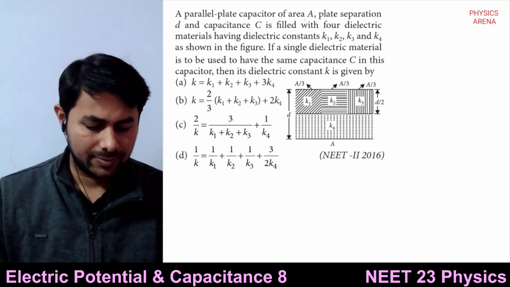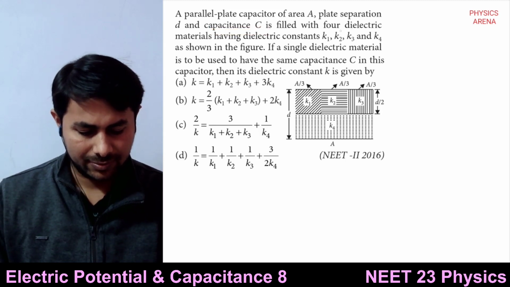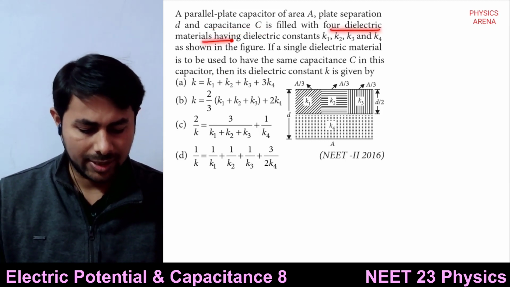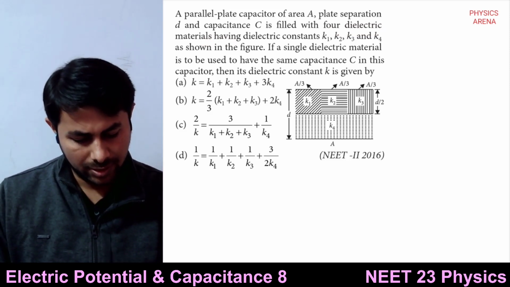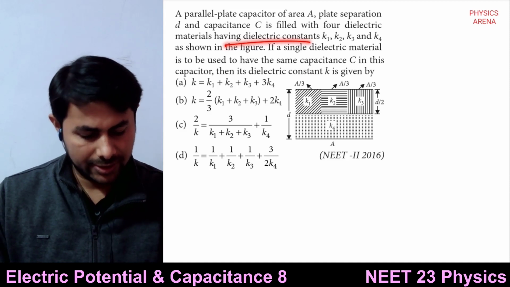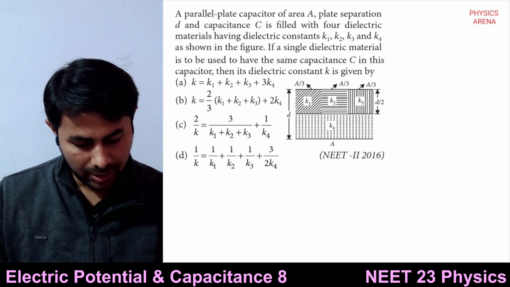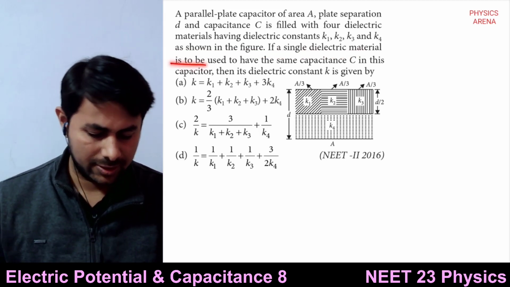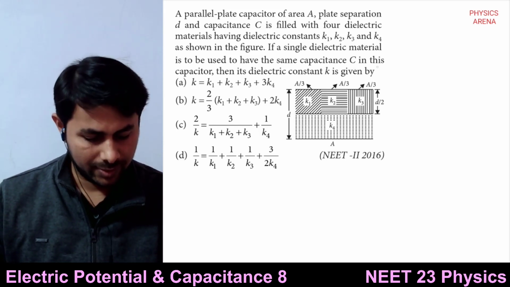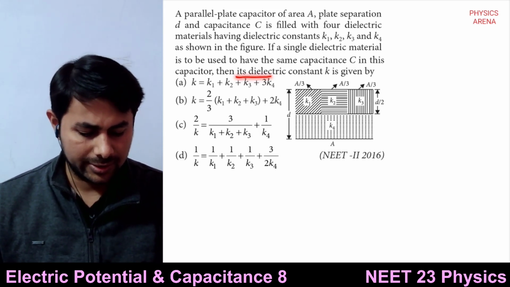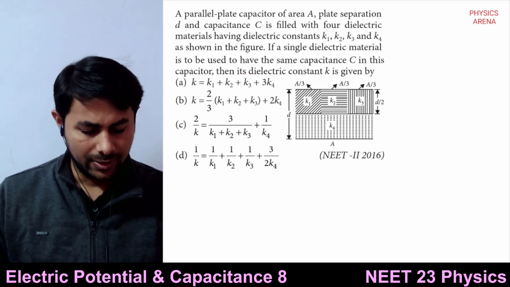A parallel plate capacitor of area A, plate separation D, and capacitance C is filled with four dielectric materials, having dielectric constants K1, K2, K3 and K4 as shown in the figure. If a single dielectric material is to be used to have the same capacitance C in this capacitor, then its dielectric constant K is given by. This is the question.